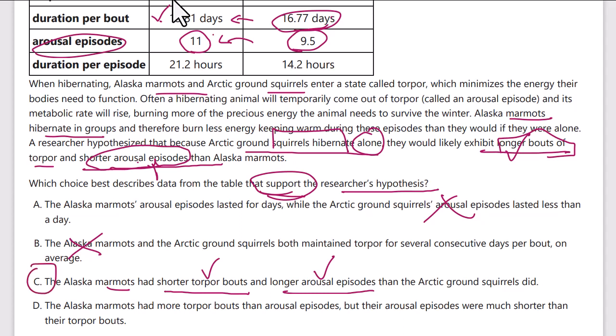That is correct. D, the Alaska marmots had more torpor bouts than arousal episodes. No, it's not a comparison between arousal episodes versus torpor bouts. That's not the right answer. So these are all wrong. C is the correct answer.